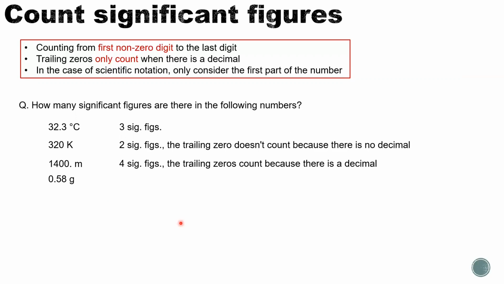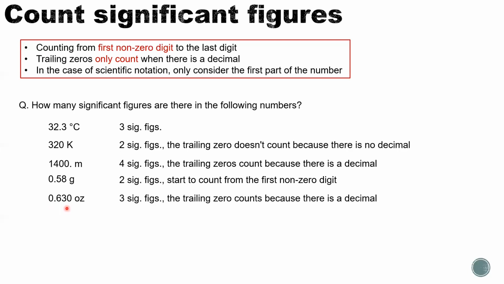0.58 gram. The first digit does not count because it's a 0. We start with the first non-zero digit, so start from 5 and then 8. In total, it has 2 significant figures. 0.630. Start with the first non-zero digit, 6, 3, and then because we have a decimal, the trailing 0 counts. In total, we have 3 significant figures.